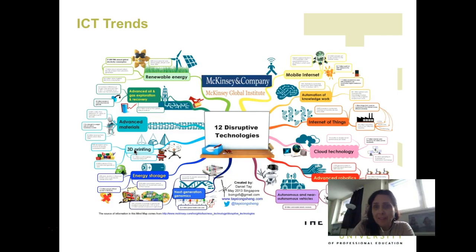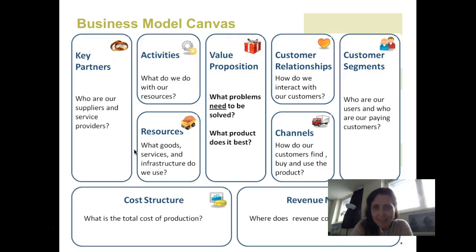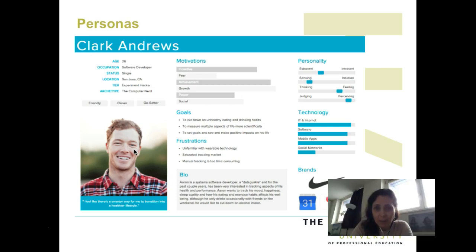Ms. Moore did some live lectures last week, as well as an online lecture going through some of the ICT trends. Here is one source which shows 12 disruptive technologies. You might have looked into some others as well. And this is showing the types of things that are affecting businesses and ICT. We've given you an outline on how to use the business model canvas, which is an analysis tool for your case study in assignment 1, as well as personas.